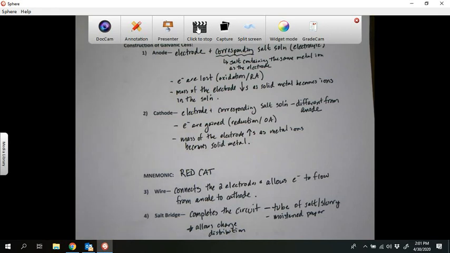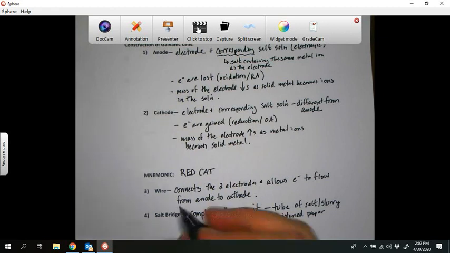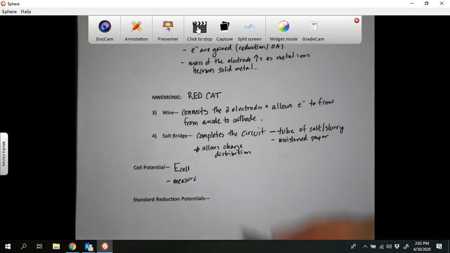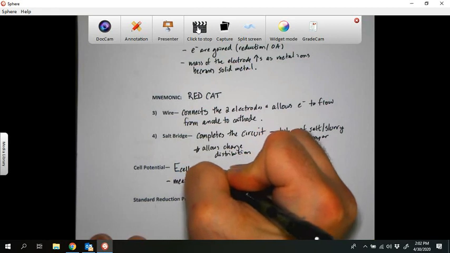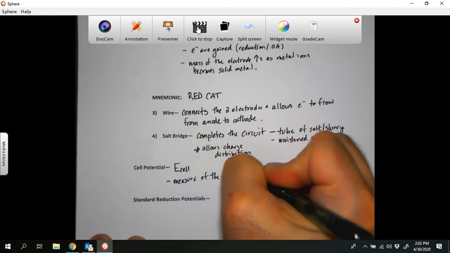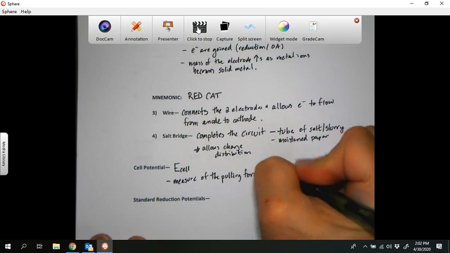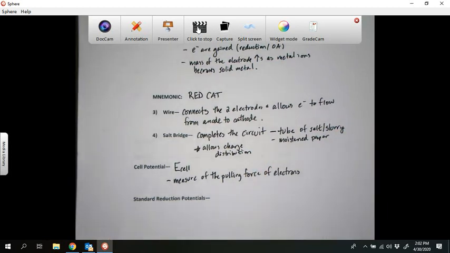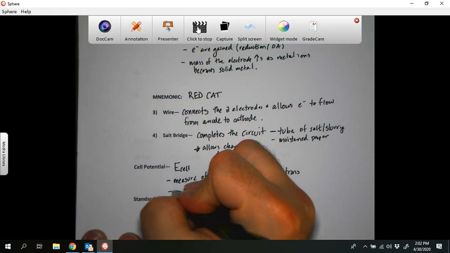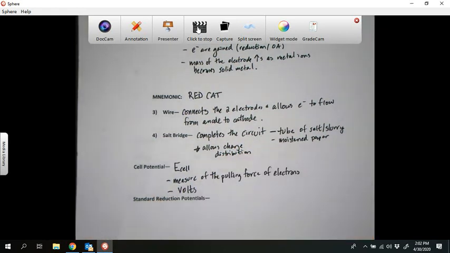So what we're going to be doing is measuring something called cell potential. And this is symbolized E with a sub of cell. And this is a measure of the pulling force of electrons. And if you remember, if something has to gain electrons and something's losing them, it has to be pulled from one side to the other. So this actually measures this. And the units are volts, named after Alessandro Volta, who was a key player in electrochemistry. So volts have a symbol of V.